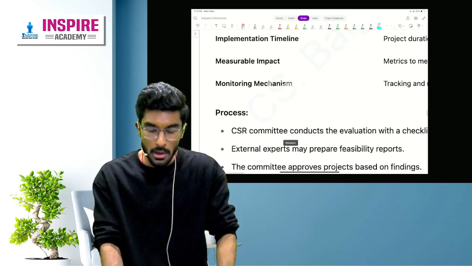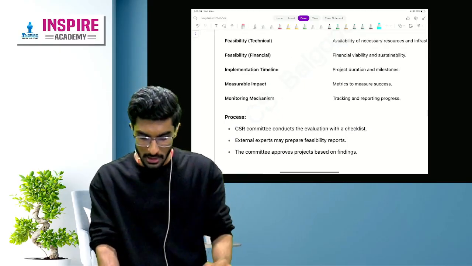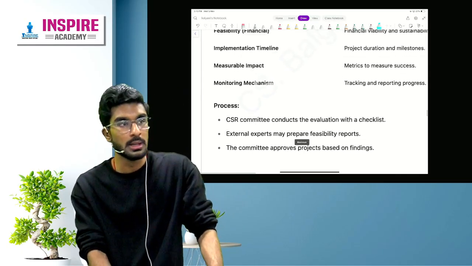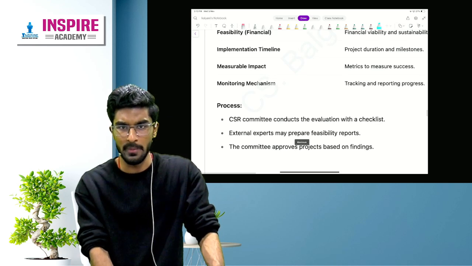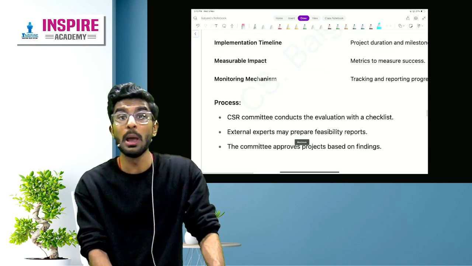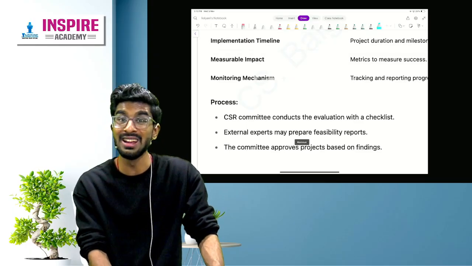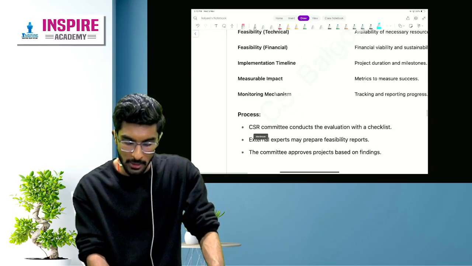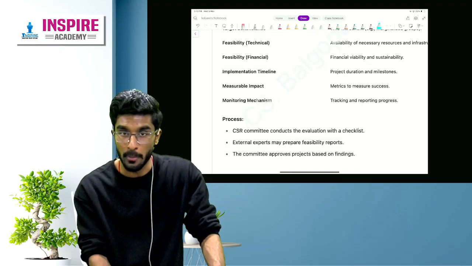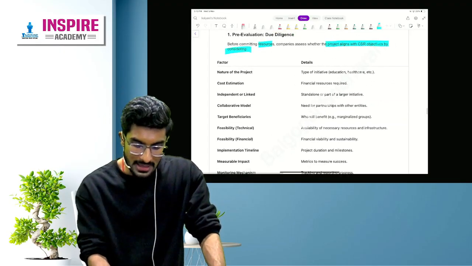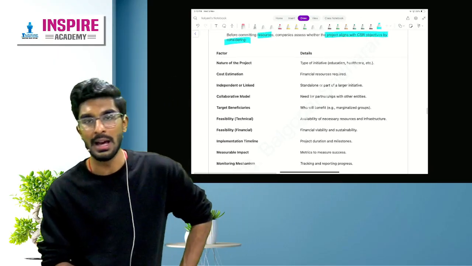And then people, what is the impact that we are going to create, which is measurable? Okay. For example, if our goal is that children should get proper meals timely, then the impact is their weight. We are going to check their weight. Is their weight getting improved? Are they falling less sick? Then people, monitoring mechanism. How are they going to track whether the funds are used in a proper manner or not? So all these aspects we are going to consider before we incur our CSR expenditure.